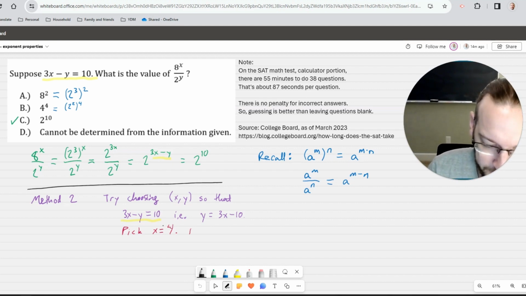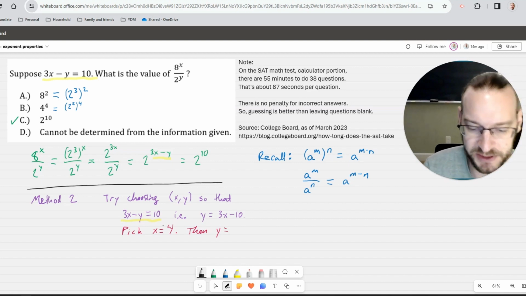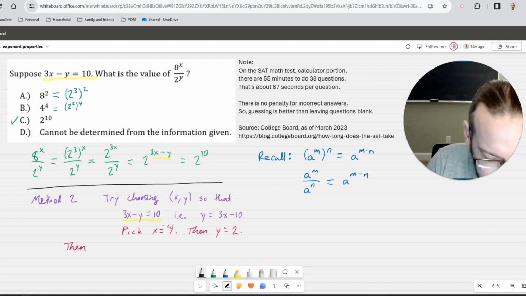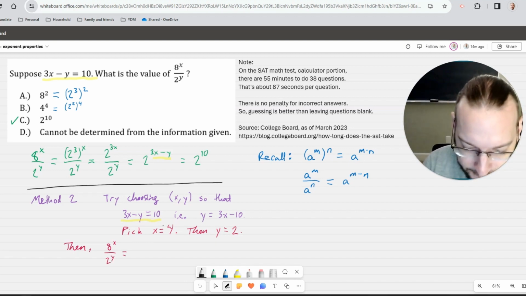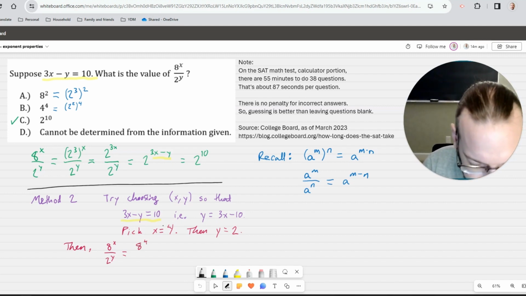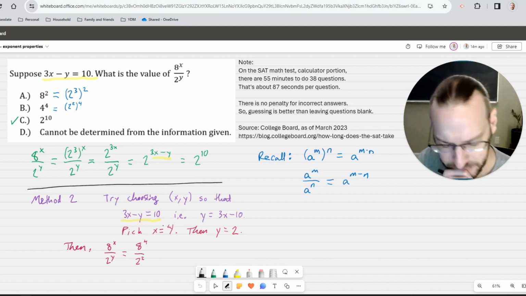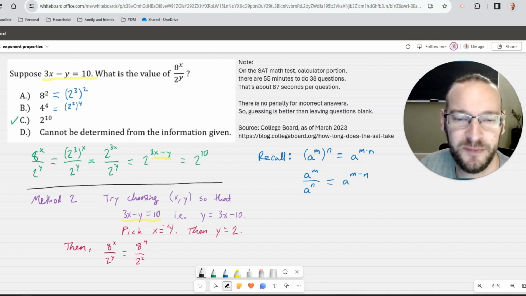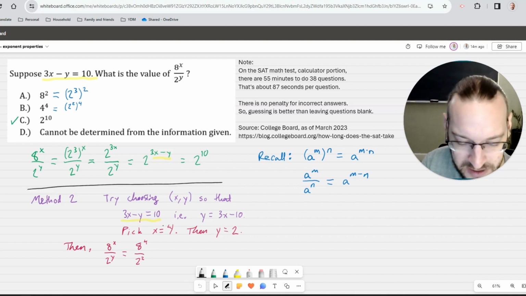So if I pick x equals 4, then my y value must be, let's see, 3 times 4 minus 10. That should be 12 minus 10. That's 2. So in this case, when x is 4 and y is 2, our object of interest here, 8 to the x over 2 to the y, becomes 8 to the power of 4 over 2 to the power of 2. And, well, now what do I do? If I were really stuck, I could take my calculator out and ask it to compute 8 to the power of 4 over 2 to the power of 2, and I could compare that result to what I get with A and B and C.